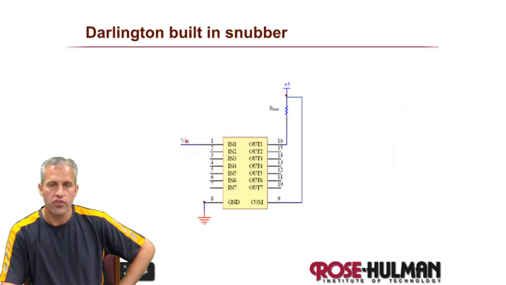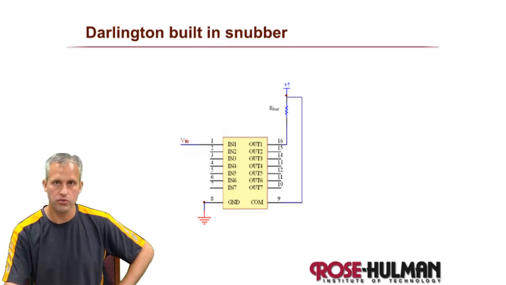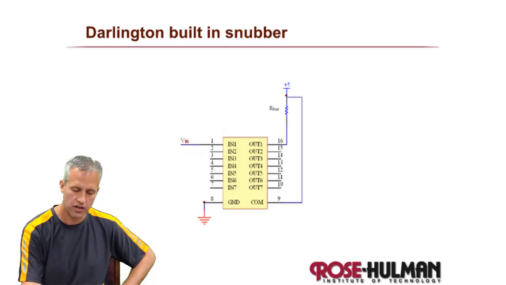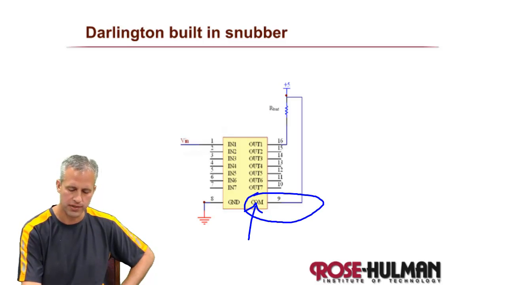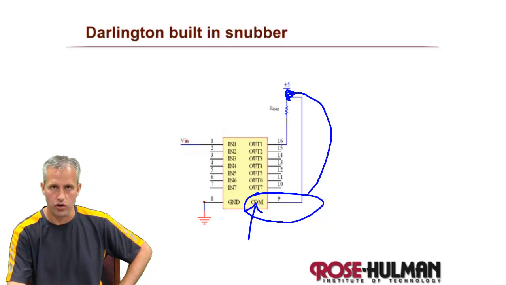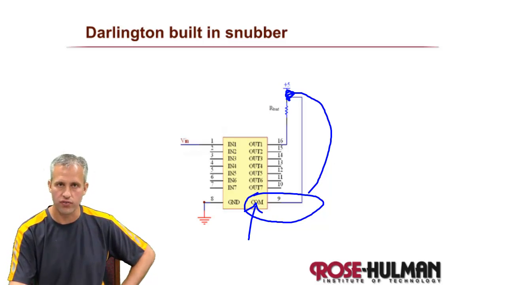Just to mention one more thing about snubber diodes. We mentioned this yesterday when we talked about Darlingtons. Darlingtons actually have a snubber diode built in, which makes them even easier to use. The only thing that you need to do on a Darlington is this line right here, which is sometimes labeled COM, which confuses me, needs to be connected to whatever is powering your load. So whatever is powering your load, you put that line in there as well. All of a sudden you've got snubber diodes for free.